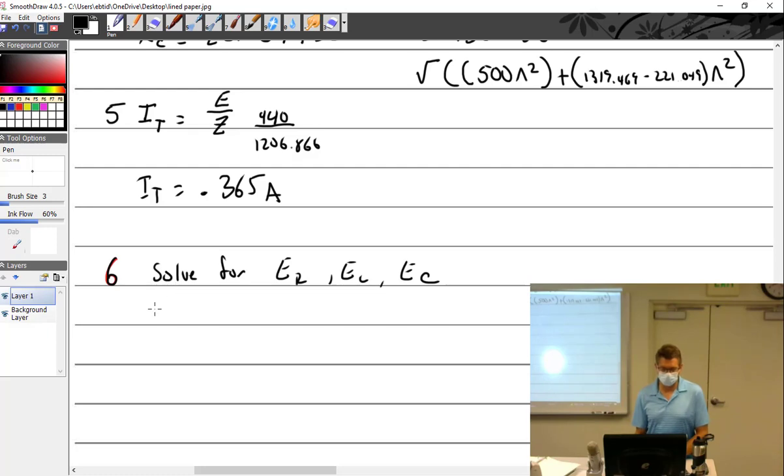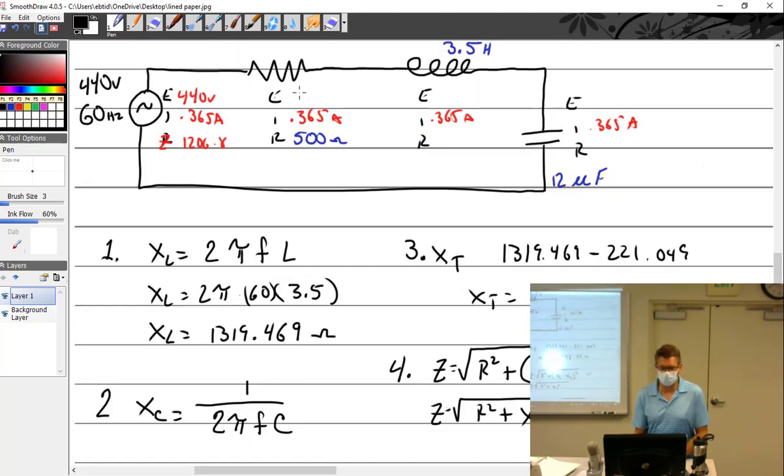So E of R, this might blow your mind, E of R equals I times R. So 0.365 times 500. So E of R is 182.5. Yep. Okay. Volts. All right. E of R. E of L is I times X of L.